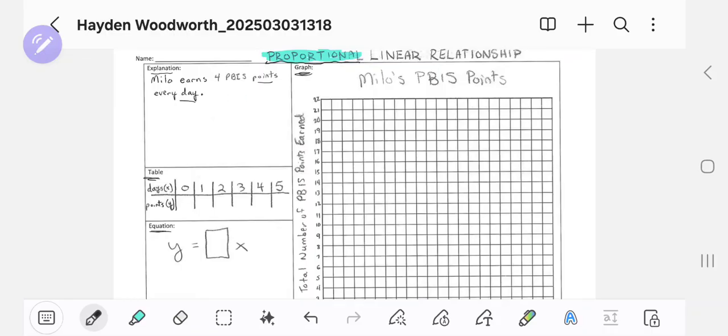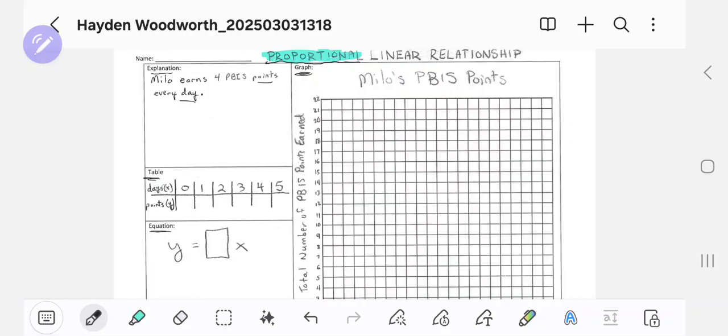So we know it's 4 PBIS points every day. We call that 4 per day a unit rate, 4 for every 1 of something else. So now let's fill out our table. Go ahead and pause and then fill out the table yourself. Seriously, don't just wait for me to do it. Pause it, then see what I do and see if you were correct. Hopefully you paused.